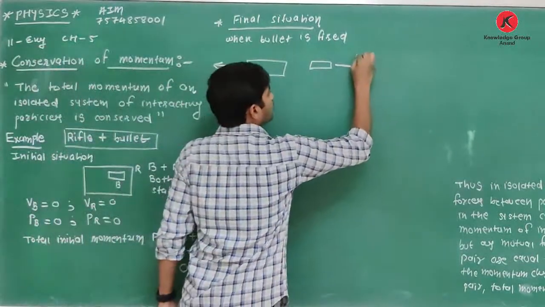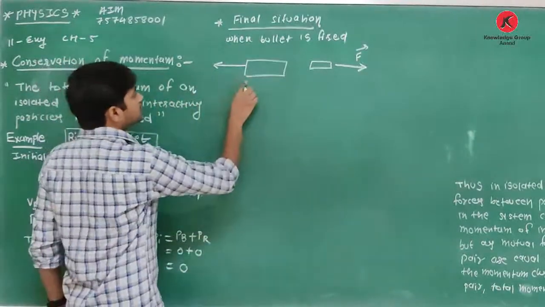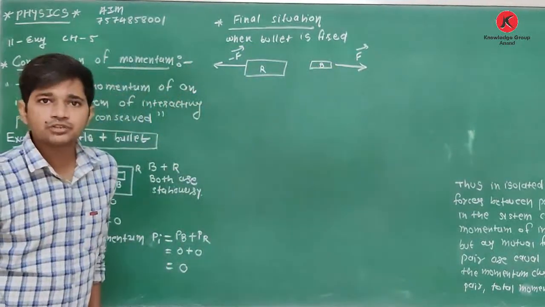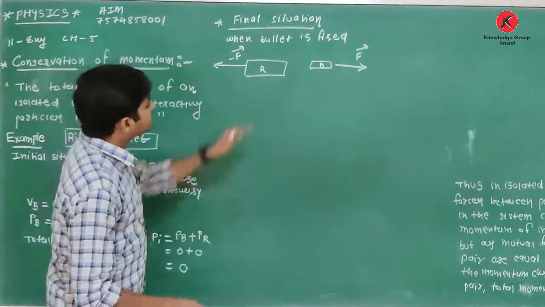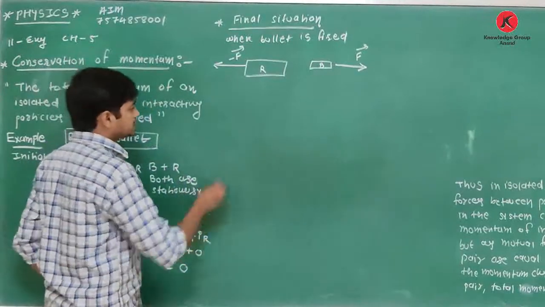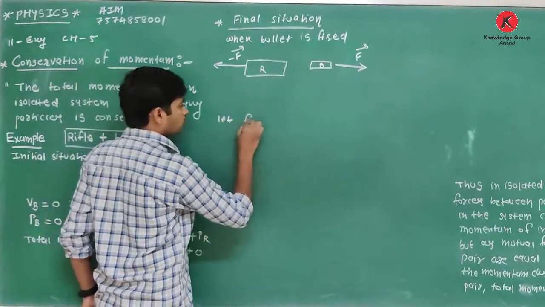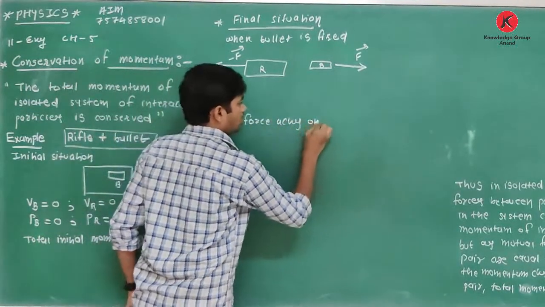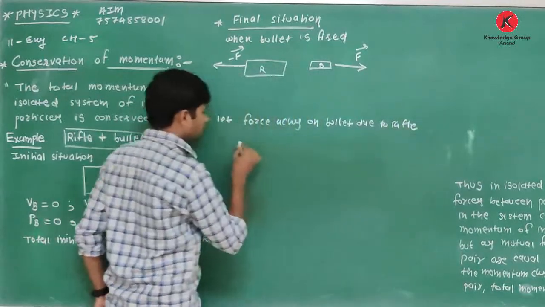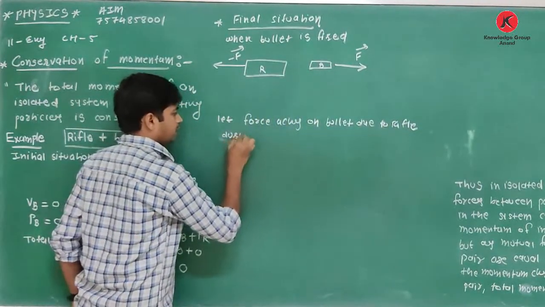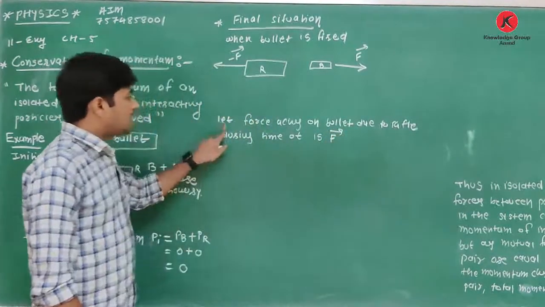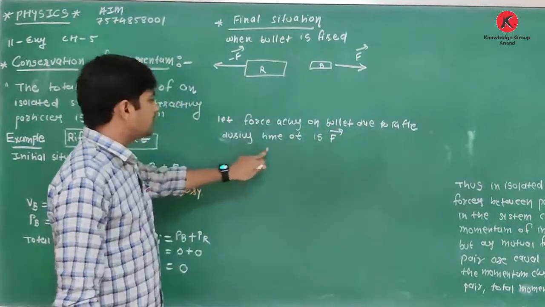I am assuming the force acting on this bullet is F. So what is the force acting on this rifle? It is minus F, according to Newton's third law of motion. We are also assuming that this force is acting for time delta t. Let the force acting on the bullet due to the rifle during time delta t be F.